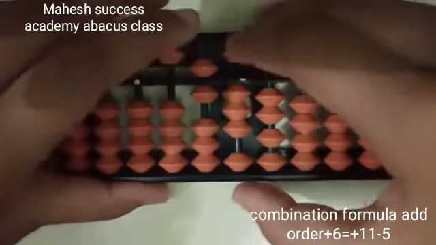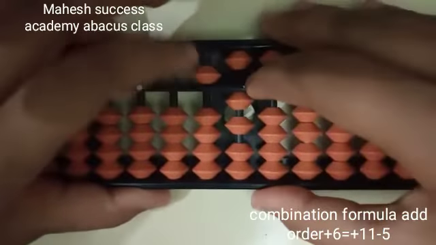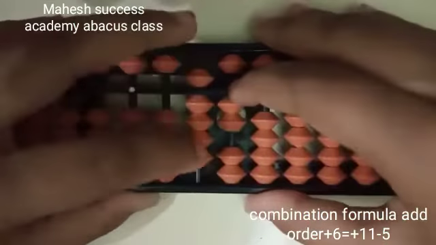Add 6 is add 11 less 5, that is 63. Add 52. Add 6 is add 11 less 5, that is 63. Add 92. Less 5 is less 10. Add 6 is add 11 less 5, that is 93.